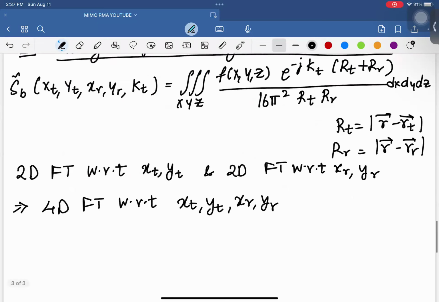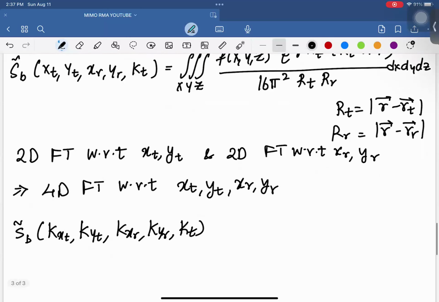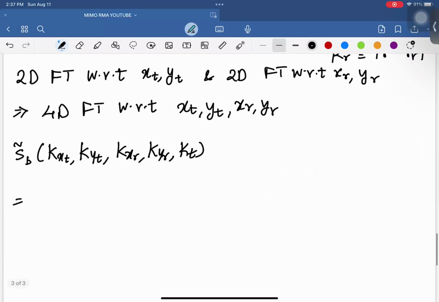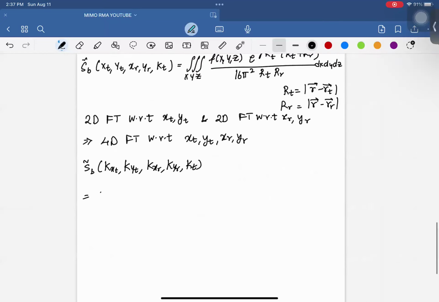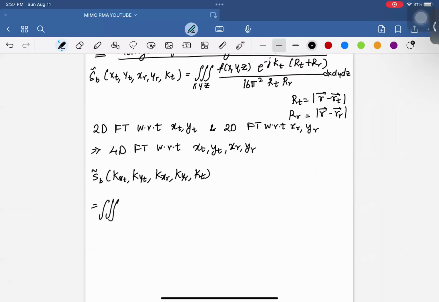So when I take a Fourier transform on the left, this becomes SB tilde of kxt, which is the spatial frequency with respect to xt, kyt, kxr, kyr, and then kt. And that whole thing is equal to, there'll be a lot of integrals now, so let's see if we can keep track. So we have triple integral xyz, f of xyz, let's say divided by 16 pi square. None of this is a function of the xt's and yt's and so on, so they can be pulled out and we can take the Fourier transform in.